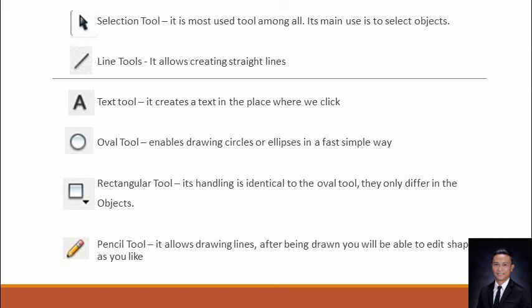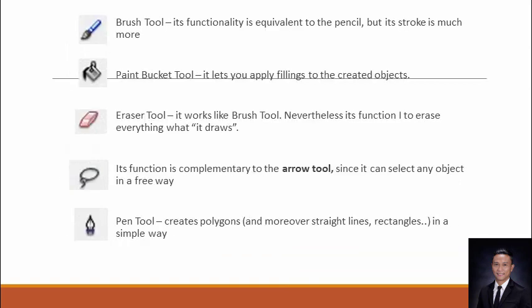Rectangular tool. It handles identical to the oval tool. They only differ in the objects. Pencil tool, it allows drawing lines. After being drawn, you will be able to edit shape as you like. Brush tool, its functionality is equivalent to the pencil, but its stroke is much more.